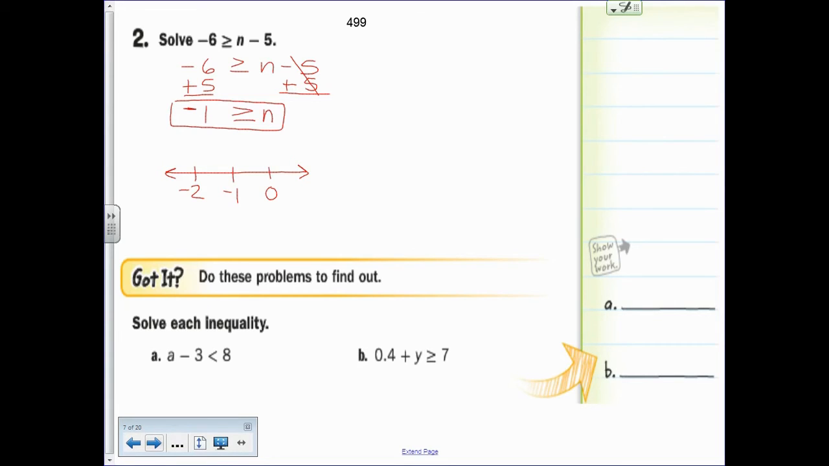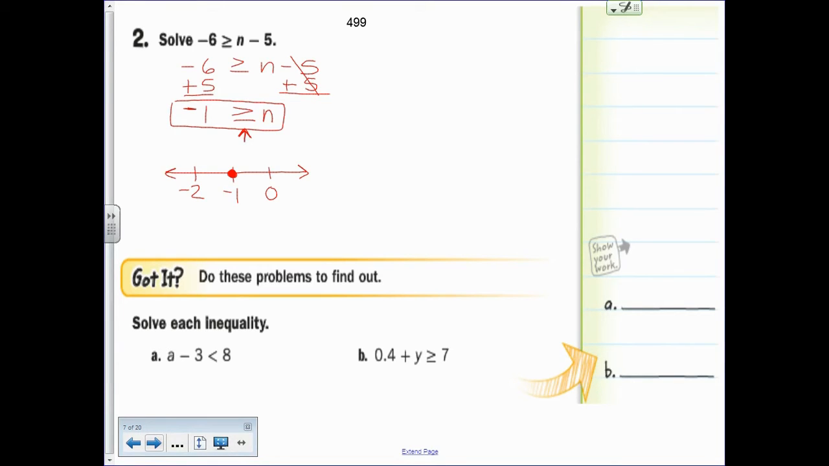Then we have to remember, what was the rule for the dot? If there is an equal bar, then that means n can be equal to -1. That means we need to use a closed dot on our number line. Because remember, and you can look back at example 1 if you need to, if it has an equal bar, it's a closed dot. If it does not have an equal bar, it's an open circle.